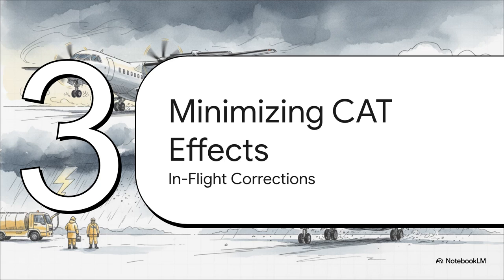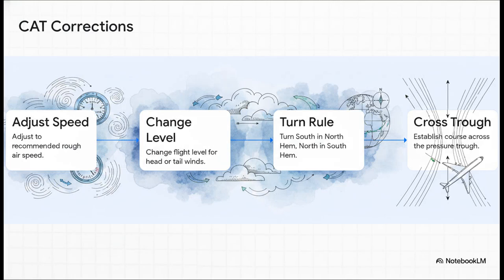Let's talk in-flight corrections. All right, so let's say we've done our absolute best, but suddenly, bam, the Q400 hits that first unexpected ripple of rough air. We need to make immediate in-flight corrections. The second you feel that ripple, adjust to the recommended rough air speed immediately. If you encounter jet stream CAT with direct head or tailwinds, you've got to change your flight level or turn.